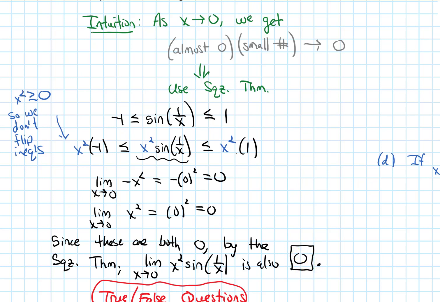If we tried to use squeeze theorem on a problem and we set up a chain of inequalities and we took the limits of the outside functions and they weren't the same, that means either we did something wrong in our computation, or maybe the squeeze theorem just doesn't help with that question and I have to do something else.